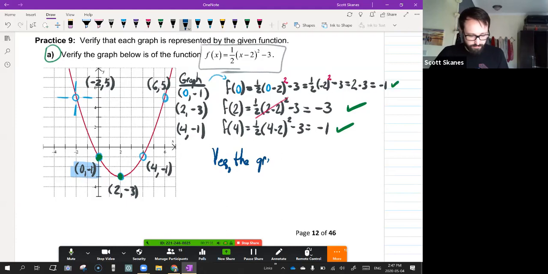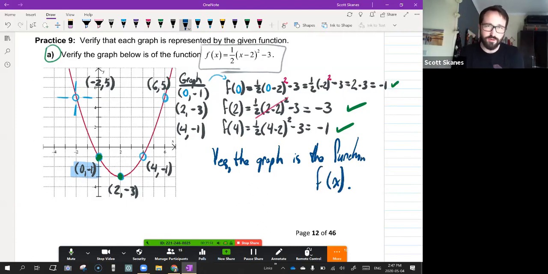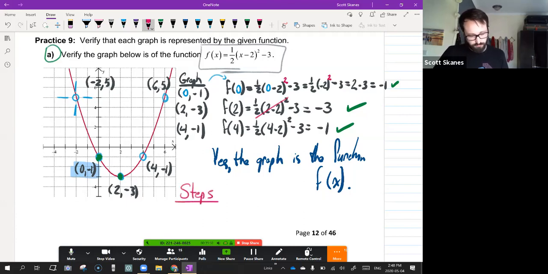The graph is the function f of x. I'm not going to write out the entire equation again. It would kind of be a waste of time. But I can say the graph is the function f of x. So I'll summarize the steps. Choose any 3 nice ordered pairs.